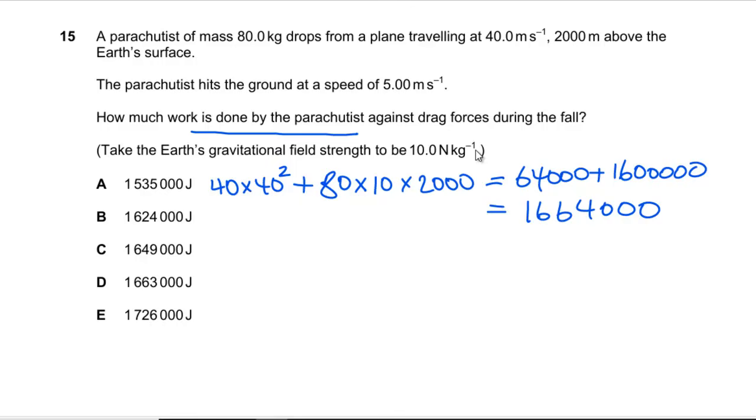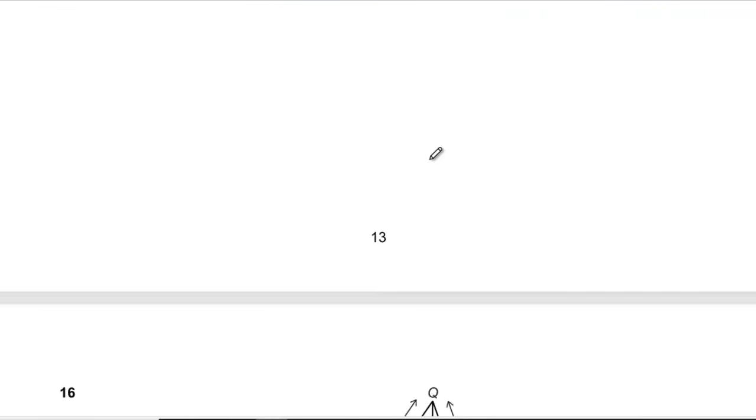What do I get at the end? I've just got a half mv squared. So I've got 40 times 25, which is 1,000. So I've lost a lot. So this one, D. Difference between the two.